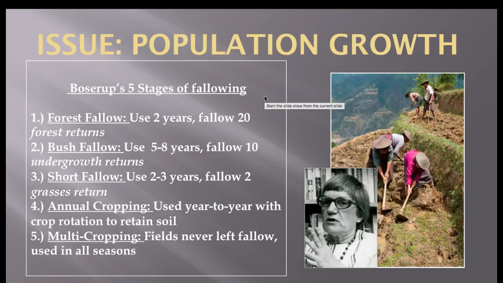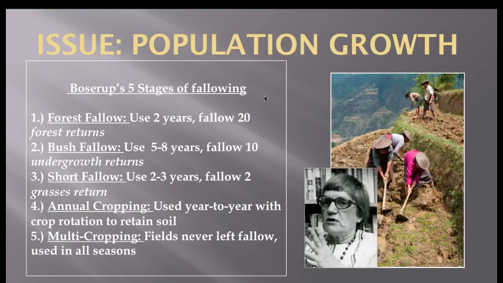So Boserup also had these five stages for the fallowing, different ways to fallow. Forest fallow, you would let it go, use it for 2 years, fallow for 20. Bush fallow, use for 5 to 8 years, fallow for 10 until the undergrowth returns. Short fallow is 2 to 3 years. You would fallow for 2 years to let grasses return.